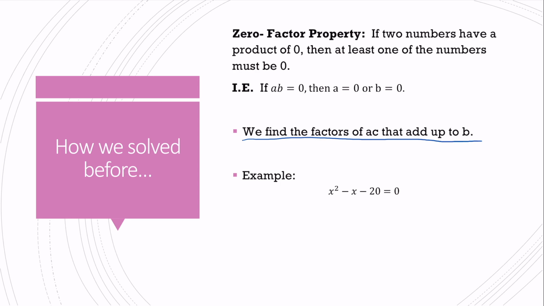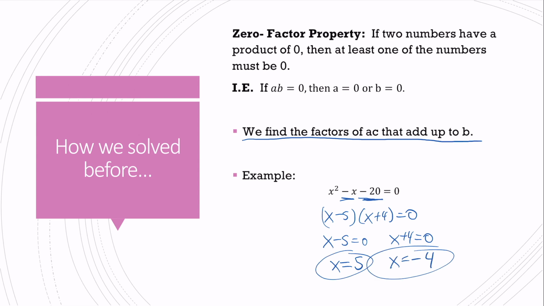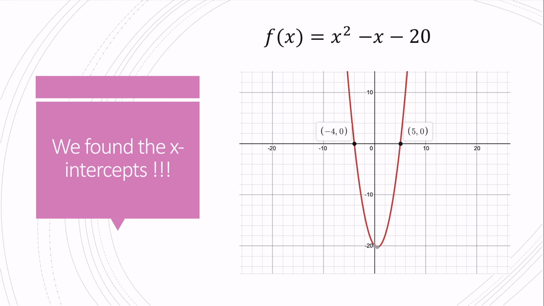This is a problem we solved a bunch of in Module 5. What are the factors of negative 20 that add up to negative 1? How about negative 5 and 4? And I can check my answer by FOILing this out. I set each of my terms equal to 0 and find that x is 5 and x is negative 4. These are my two x-intercepts. And you can see here, if I was to graph this parabola, I graph this in Desmos, I would find my x and y intercepts.